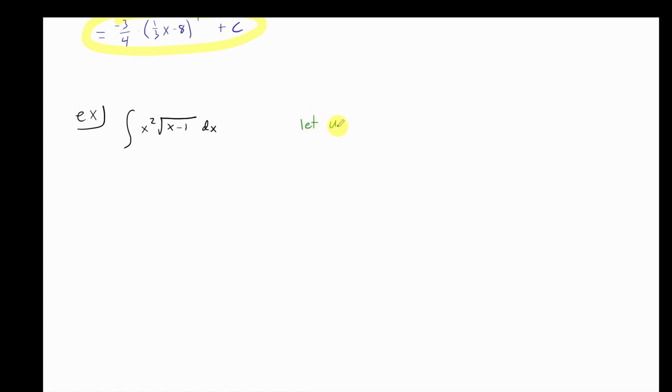So I'm going to let u equal x minus 1 because it's inside the square root function. Then du over dx is 1, so du is just equal to dx. So the dx I can rewrite as a du. The inside of the square root I can replace with a u. Instead of writing it as square root of u, I'll write it as u to the half power.